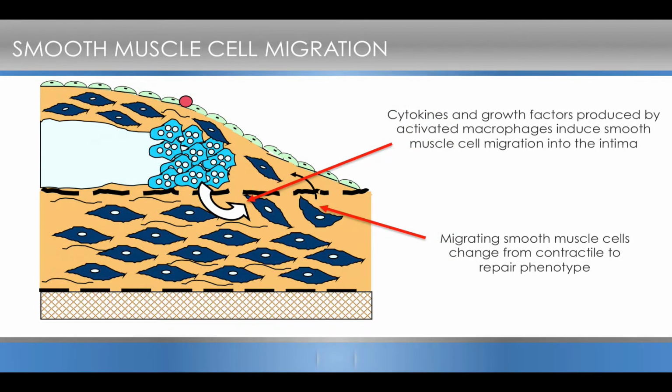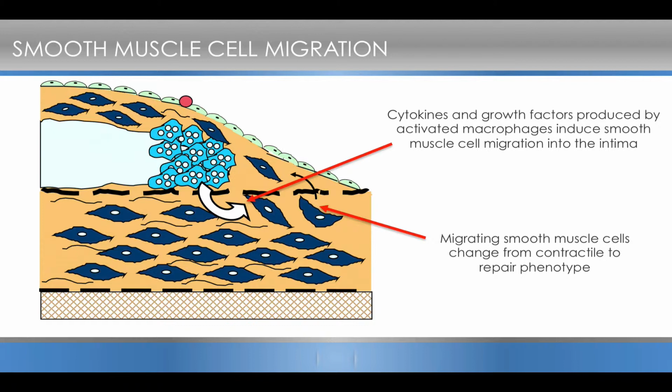The monocytes also have an effect once they become macrophages and foam cells in causing smooth muscle cell migration from the arterial media over here into the arterial intima, and this is associated with a change in the phenotype of the smooth muscle cells from a contractile to a repair phenotype.